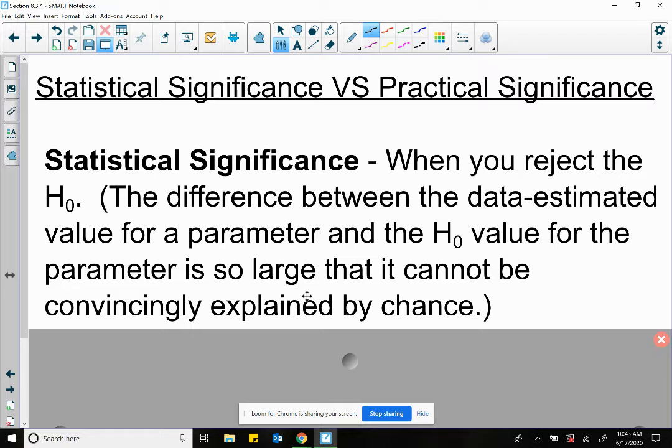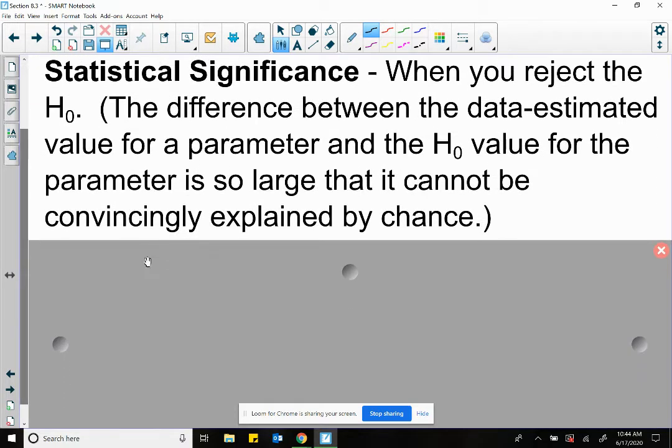So when we reject, this is what we're really saying in a nutshell. The difference between our data estimated value for the parameter and the null hypothesis value for the parameter is so large that it cannot be convincingly explained by chance. Now, also with this, just because there is statistical significance, just because we reject, doesn't always mean that the results are useful or meaningful. Just because we reject doesn't mean that it's necessarily meaningful or useful.